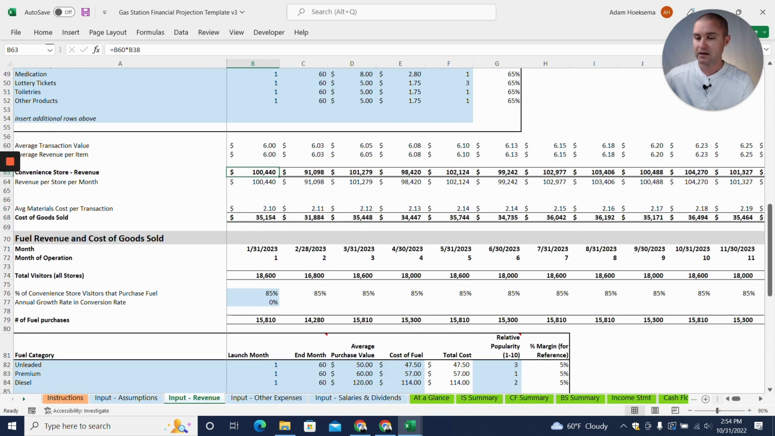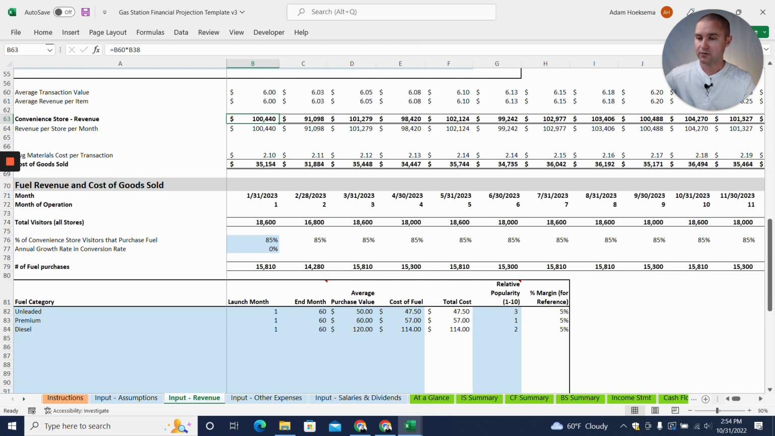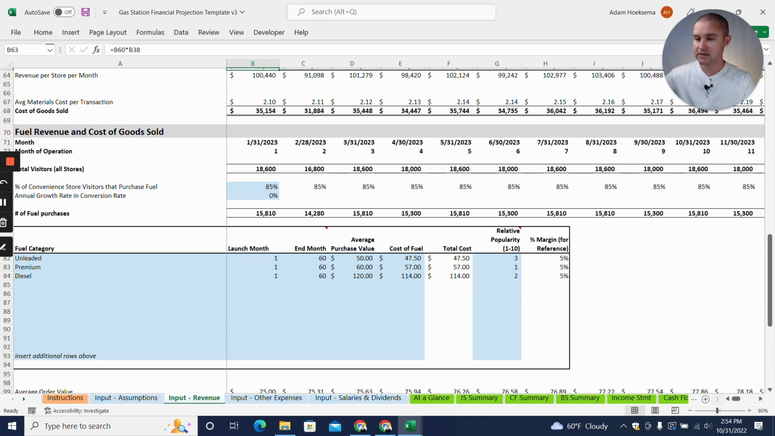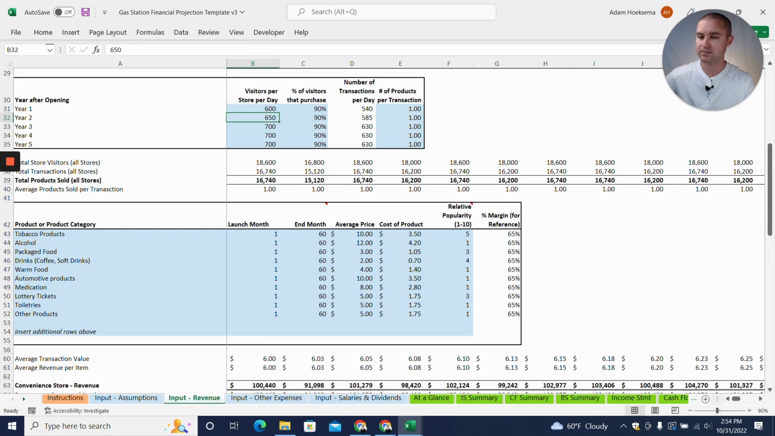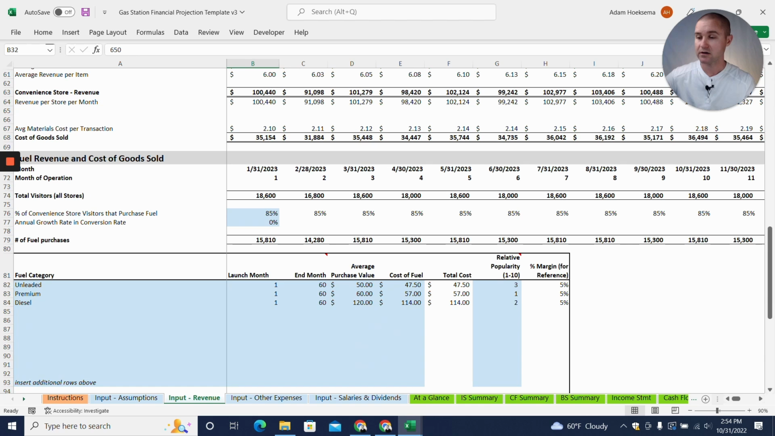All right, so based on that, then you'll be able to project your convenience store revenue here. And now we are getting into our fuel revenue. And so what we're assuming here is that we're saying what percentage of the visitors, convenience store visitors, and that's these visitors up here, what percentage of those visitors are going to purchase fuel?